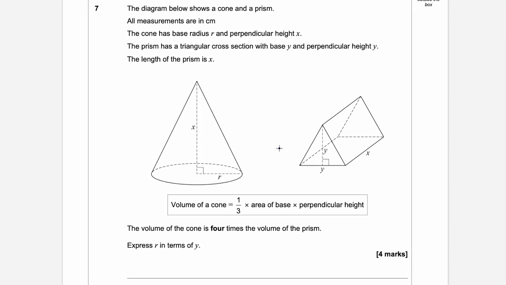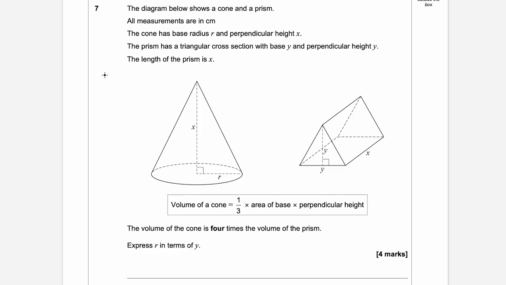Question 7. The diagram shows a cone and a prism. The cone has radius, okay, fine, prism, fine. The length of this is, okay, the volume of the cone is 4 times the volume of the prism. Express r in terms of y. Okay, I'm going to do it over here, guys, for the cone, here for the prism. Obviously, you write down there, but it's just so we can all see it.